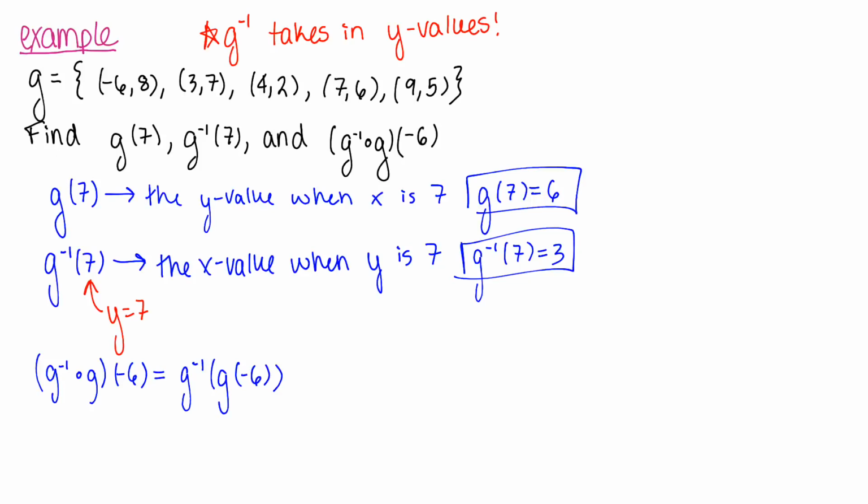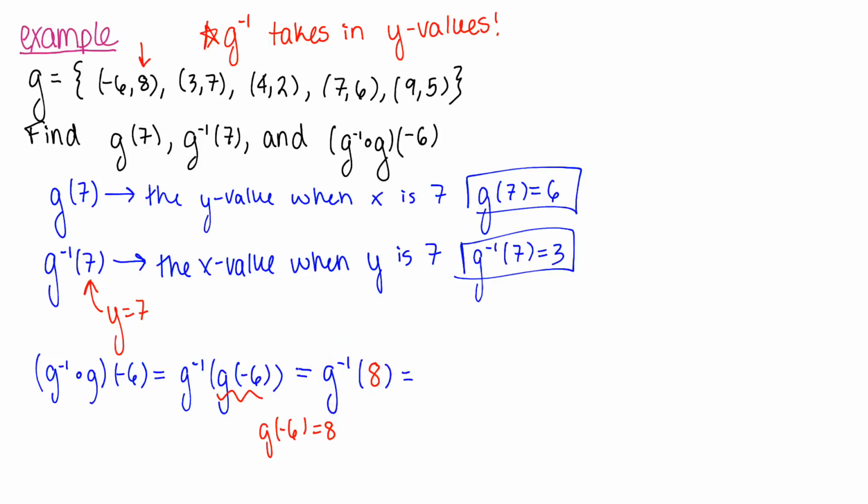So we're going to start by finding g of -6. G of -6 is 8. So we have g inverse of 8 because g of -6 is equal to 8. If you have the point -6, 8, that means g of -6 is equal to 8. So I'm replacing g of -6 with 8. The g inverse part is staying.